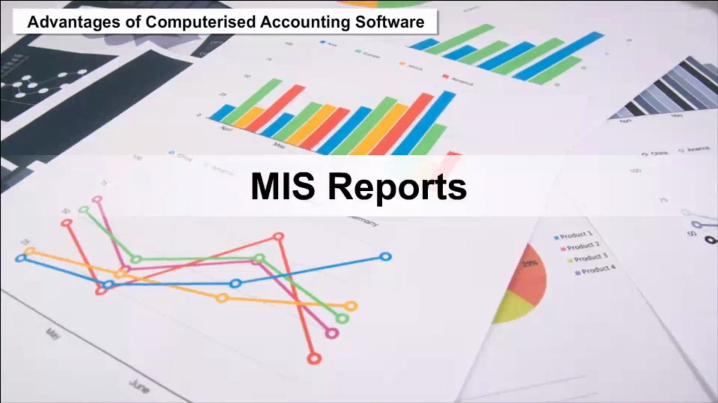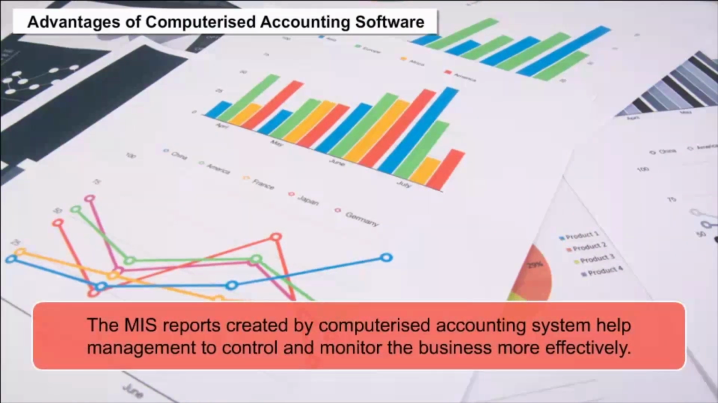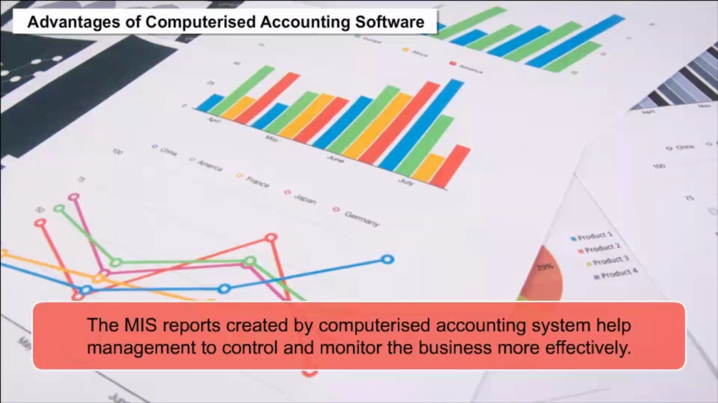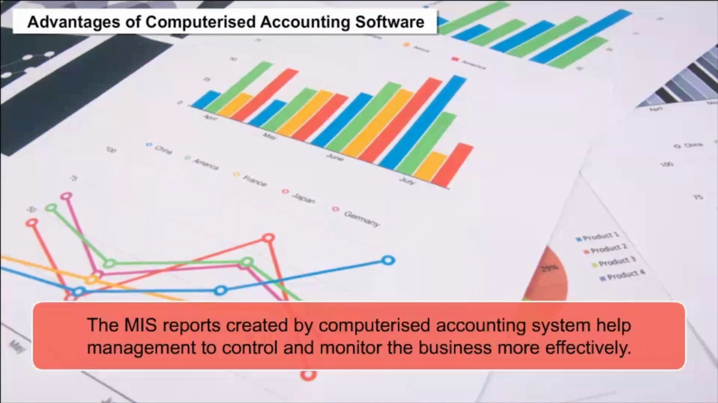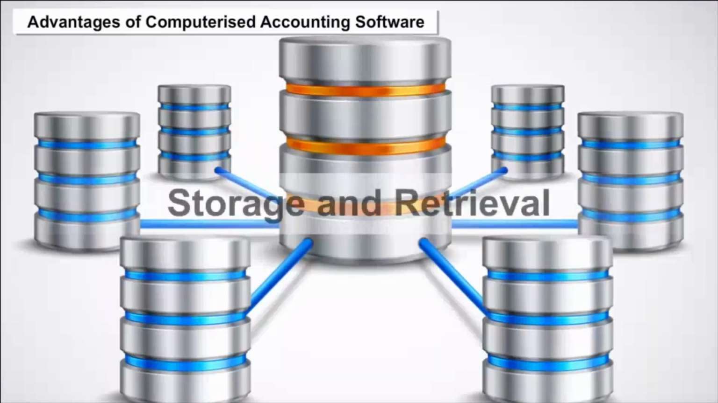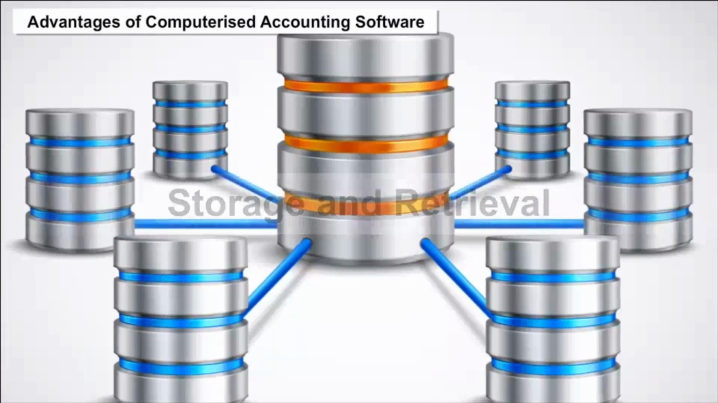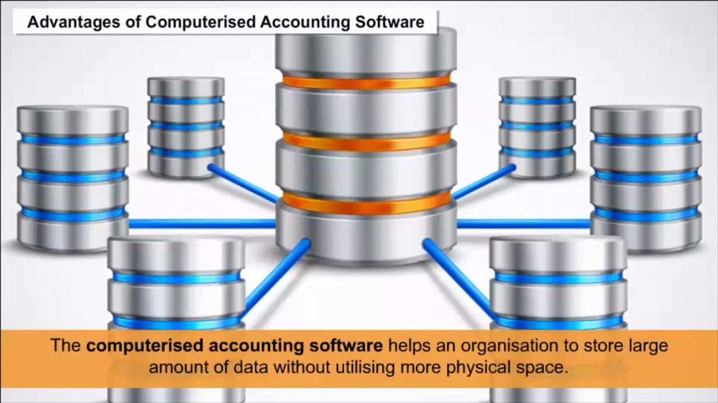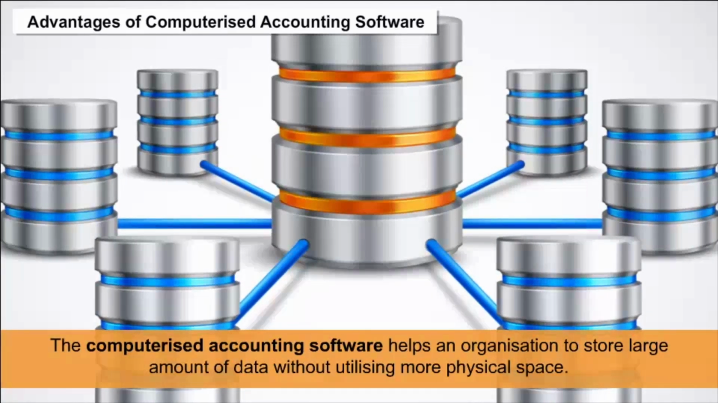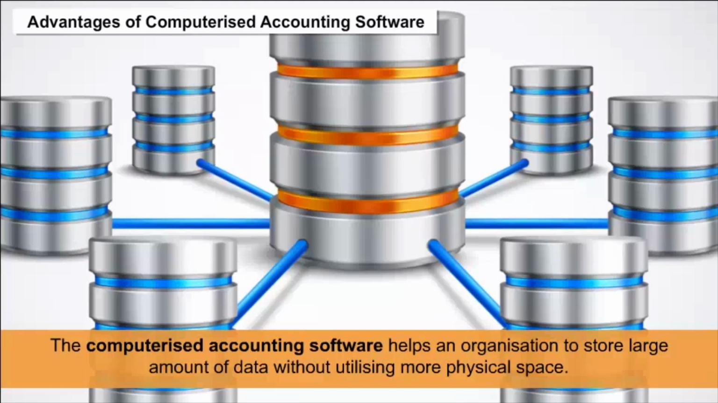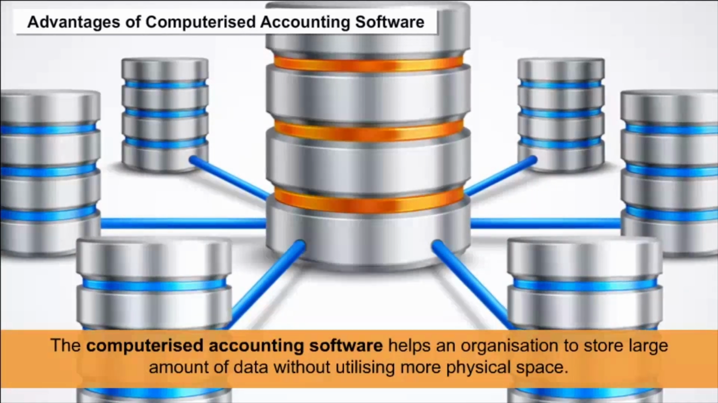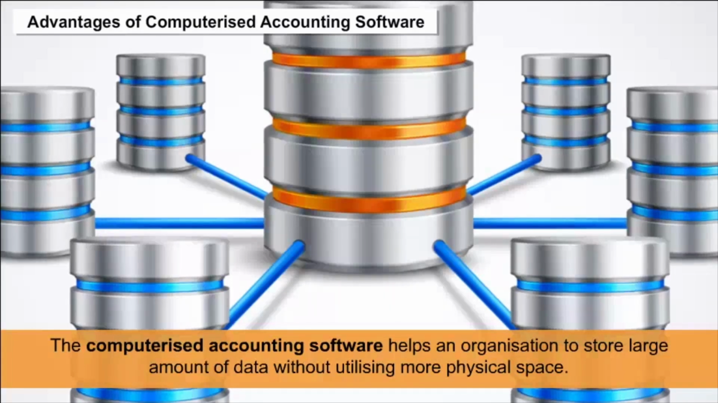MIS reports. The MIS reports created by computerized accounting system help management to control and monitor the business more effectively. Storage and retrieval. The computerized accounting software helps an organization to store large amounts of data without utilizing more physical space, and data can be easily retrieved as and when required by the user.